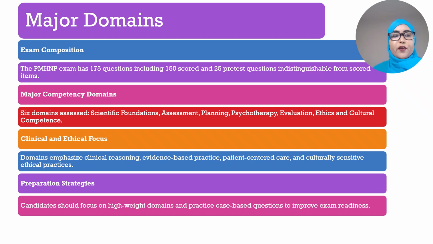This domain emphasizes clinical reasoning, evidence-based practice, patient-centered care, cultural sensitivity, and ethical practice. Preparation strategy includes we should focus on high-weight domains and practice case-based questions to improve exam score.